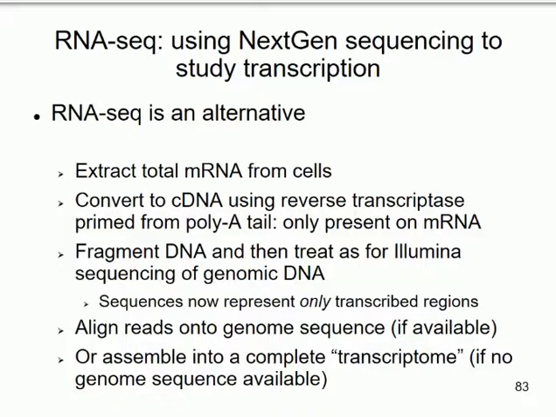Even if you don't have a genome sequence available, you can still take the transcriptome and assemble that. You won't know the relative position of the different genes, but you will know which genes are being expressed. So you can use this as a way of assembling a very partial genome and getting information about how that genome is being expressed, even if you don't have a genome sequence available. Whereas for microarrays, you've got to have the genome sequence in order to be able to design the oligonucleotides that go onto the slide.